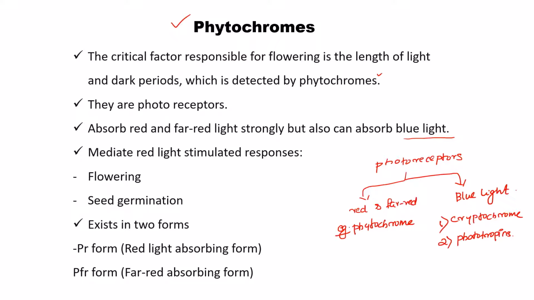Okay. They exist in two forms. PR form means that which absorbs red light, and PFR form is that which absorbs far red light. The PR form absorbs red light and converts to the PFR form. And the PFR form absorbs far red light and converts to the PR form.